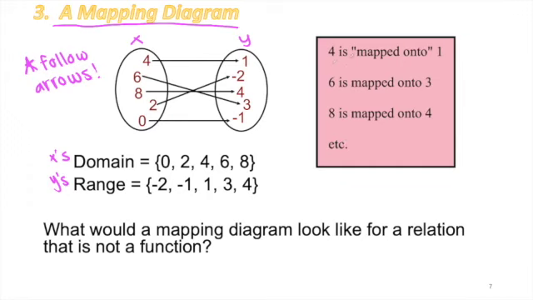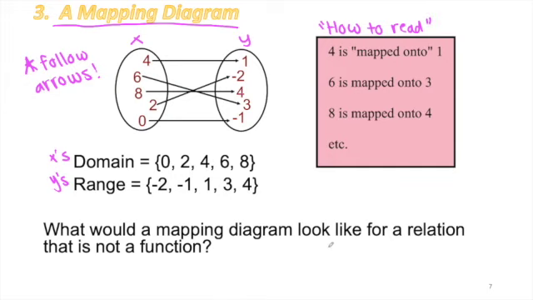How you read this is 4 is mapped onto 1. So you follow 4 is mapped onto 1. 6 is mapped onto 3. 8 is mapped onto 4. 2 is mapped onto -2, and 0 is mapped onto -1. Okay, so that's how you read a diagram.